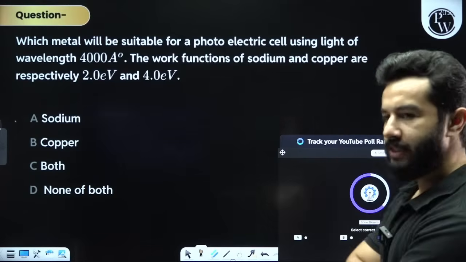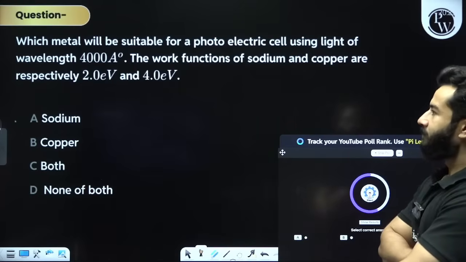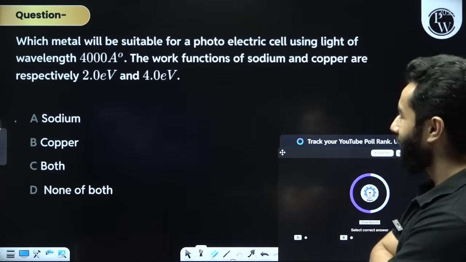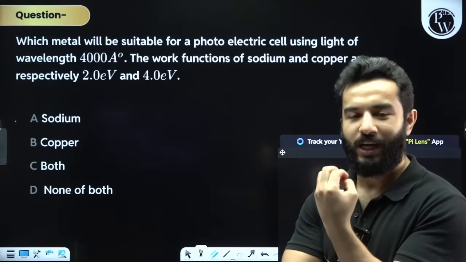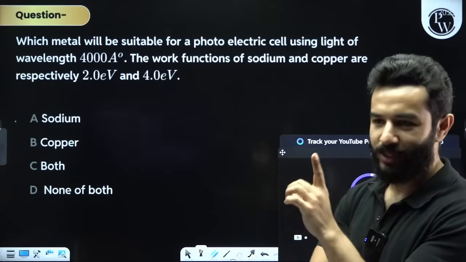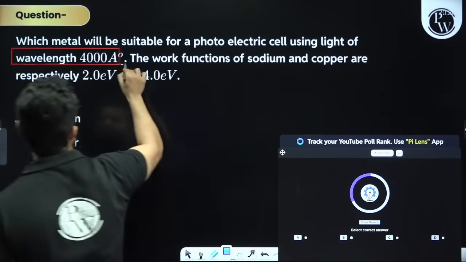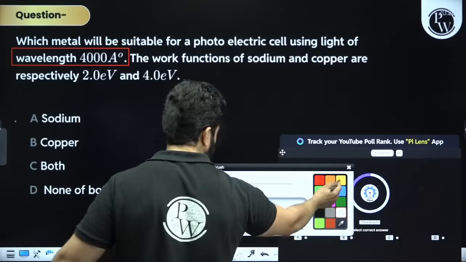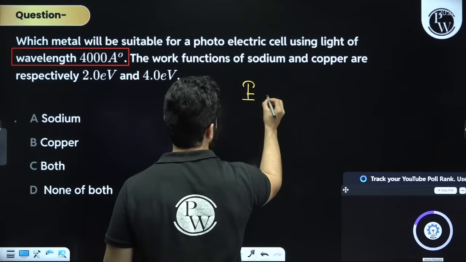If any student has any doubt, do let me know. If they are saying which metal will be suitable, that means you need to select a metal in which electron emission can take place with this wavelength, right? With this wavelength. Got it? So with this wavelength, electron emission should take place. Now we already know the work function. The first step should be, my dear friends, to find out the energy of incident radiation.